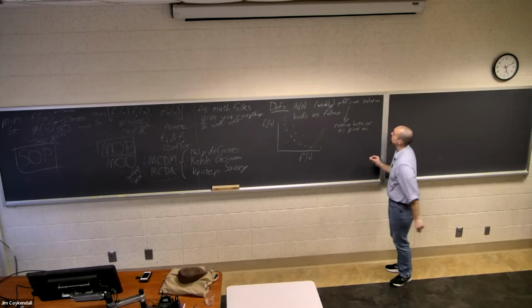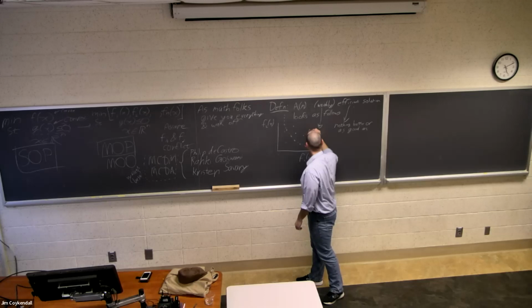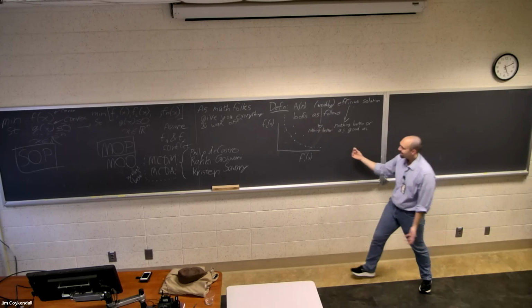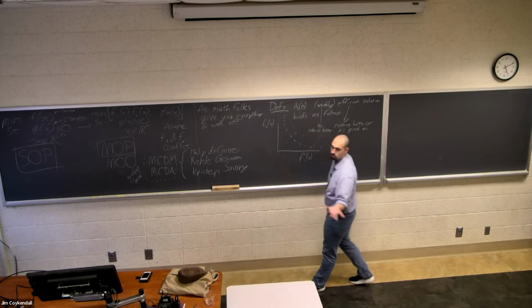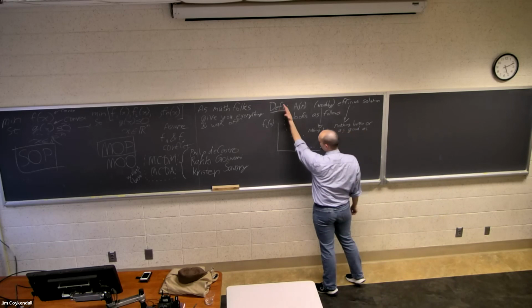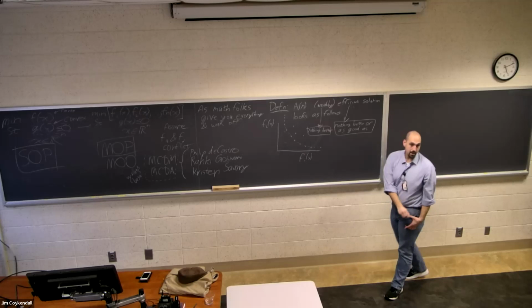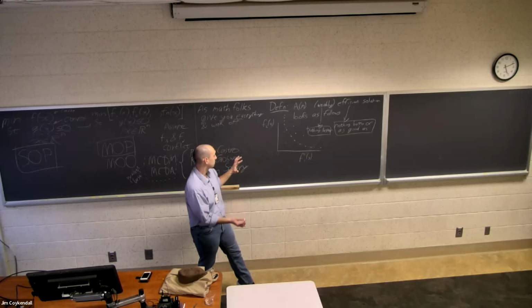Weakly efficient, just to make an utter hash of things, is weaker: nothing better. So that means that basically, okay, this guy isn't better. He's as good as, and not worse. Now I know this keeps going up, but that's essentially what the idea is. Efficient, nothing better, or as good as; weakly, nothing better. So from there, that's our notion of optimal now.